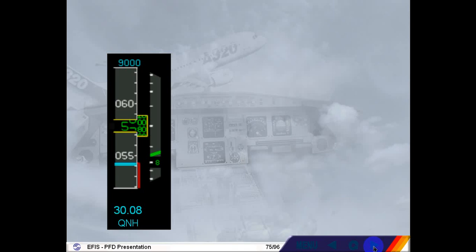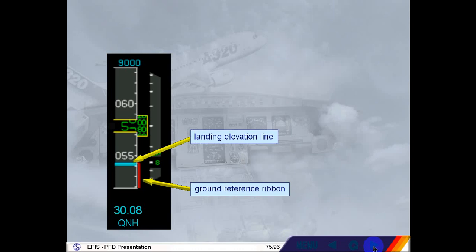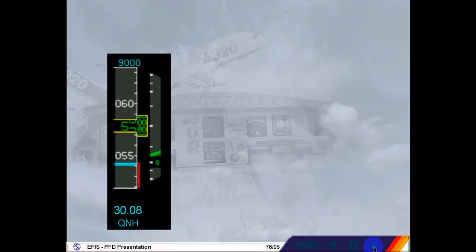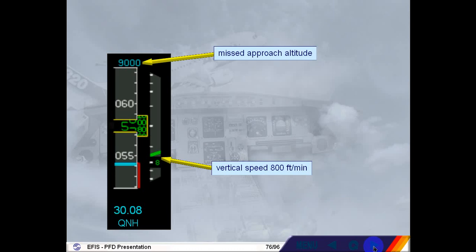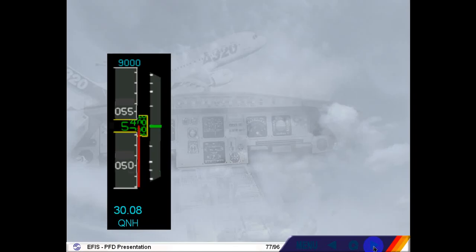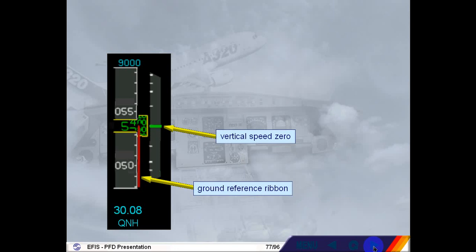In the final stages of an approach, the ground reference ribbon will reappear, along with a landing elevation line. Notice that the vertical speed indication is showing a rate of descent of 800 feet per minute. Also notice that the missed approach altitude has been set at 9,000 feet. When the aircraft lands, the ground reference ribbon is in the middle of the scale, and the vertical speed indication is at 0.